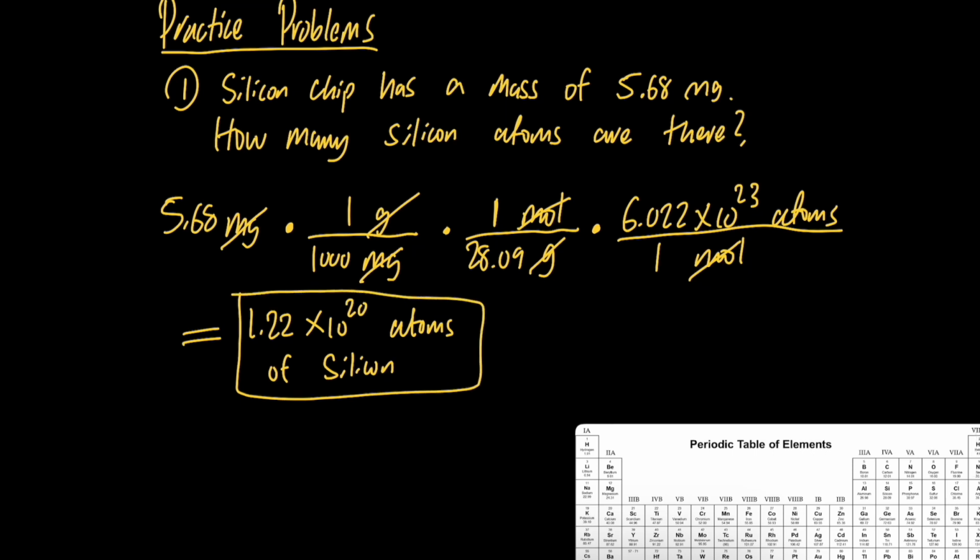So the key thing to remember here is to always convert when you want to find the number of atoms from grams to moles, and then realizing that there are 6.022 times 10 to the 23 atoms for every mole.